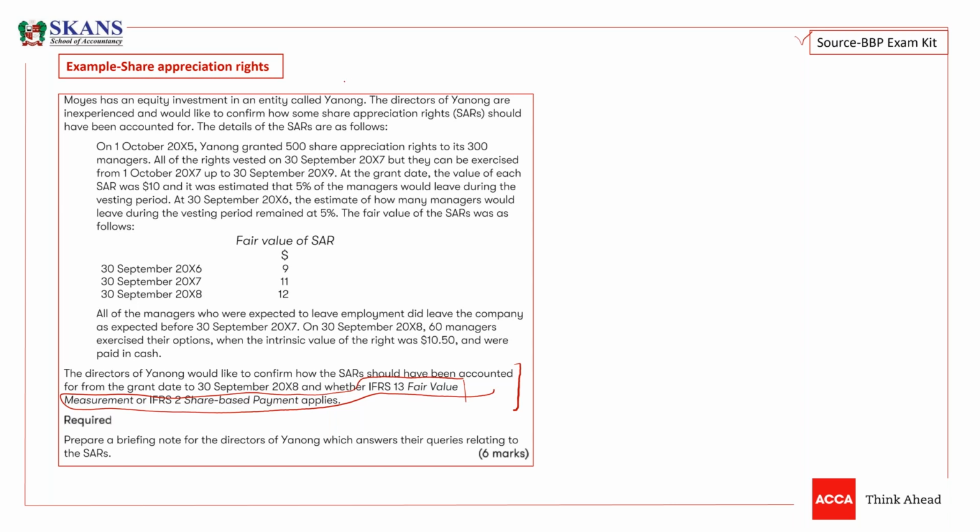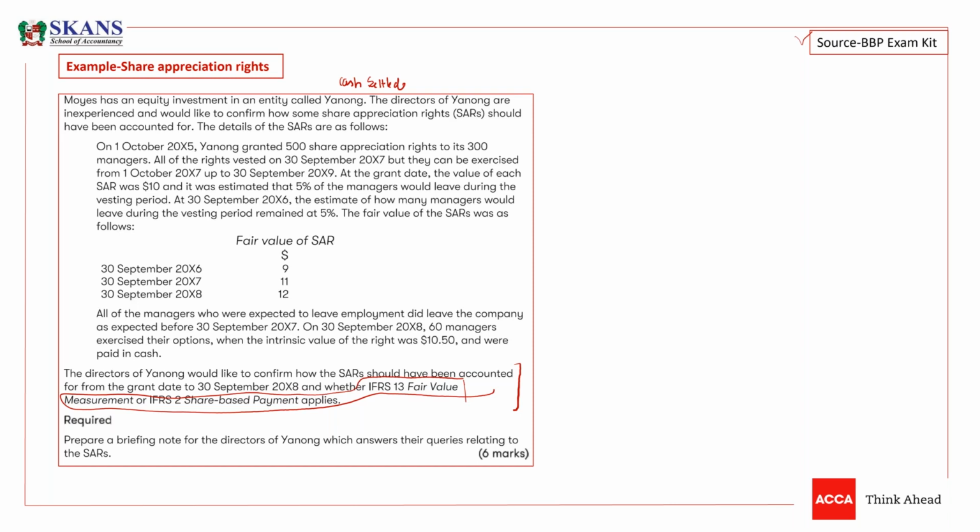Share appreciation rights means it is the cash settled share based payment. So we need to remember what the basic concepts are. Cash settled share based payment, there would be a liability. The second point, liability will be remeasured at each reporting date. Expense will be allocated over the vesting period. If there is any condition period, then expense will be allocated over the vesting period.